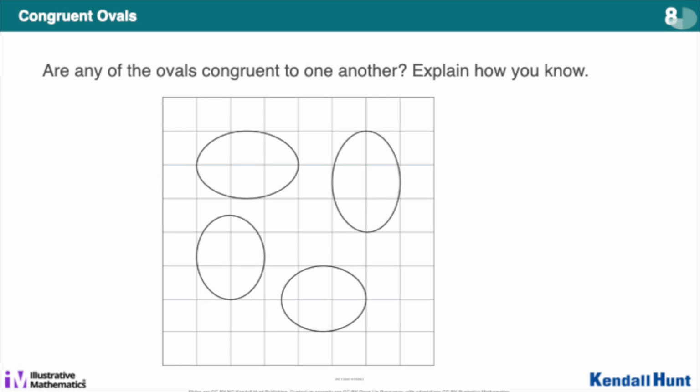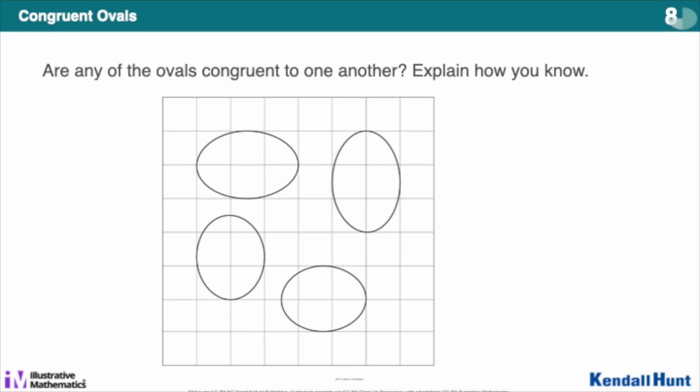Explain how you know. You may have drawn a rectangle around the ovals and then determined the length of the rectangle and the width of the rectangle to determine the general size of the oval. Then, using your patty paper, you could carry out a sequence of rigid transformations to prove that the top 2 ovals can be lined up perfectly over one another.